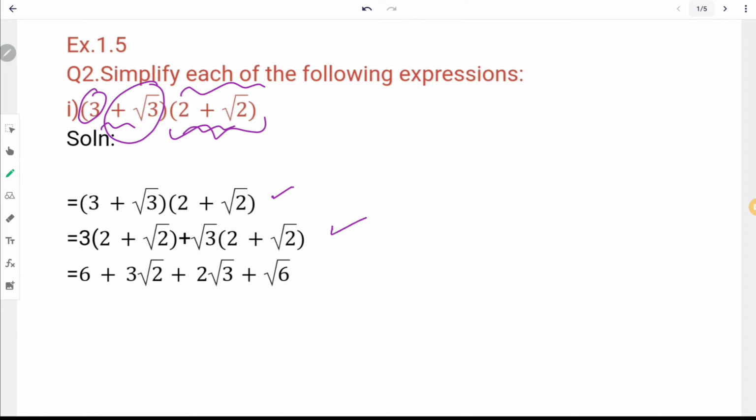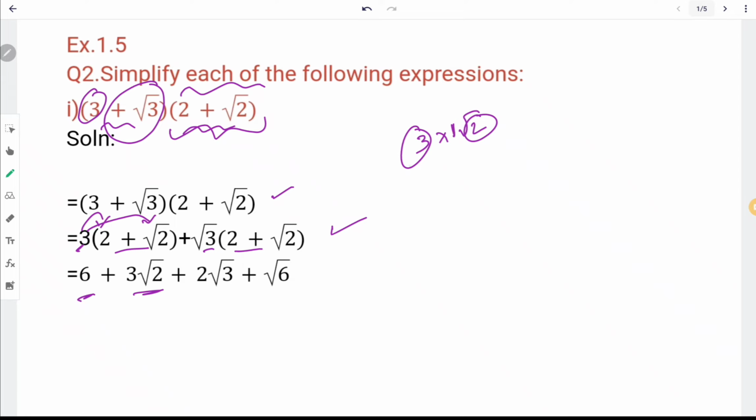So as you can see in this step here, right, 3 is going to multiply both of them, and then root 3 is also going to multiply both of them. So how do you multiply? 3 2s will have 6, right? And then 3 into root 2 will have 3 root 2. Okay, because remember, when we look at this 3 root 2, 3 is outside, and then what? 2 is inside, right? So here we can't do anything much.